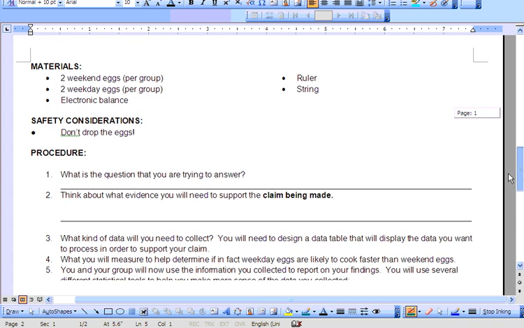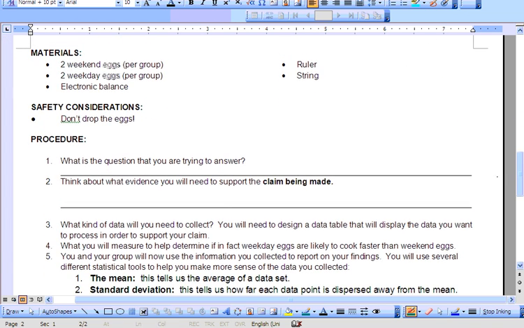So what you're going to need to do is, it says weekday eggs and weekend eggs. That's out. Oh, low battery. Hold on. Got to plug in my computer. Okay, sorry. Old computer. Caught it just before it died. Batteries go quick.